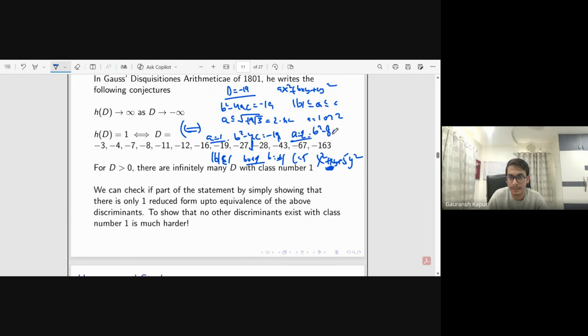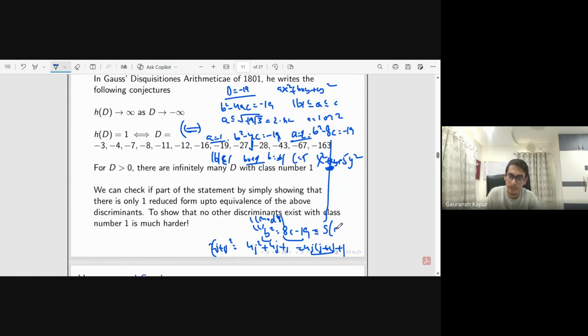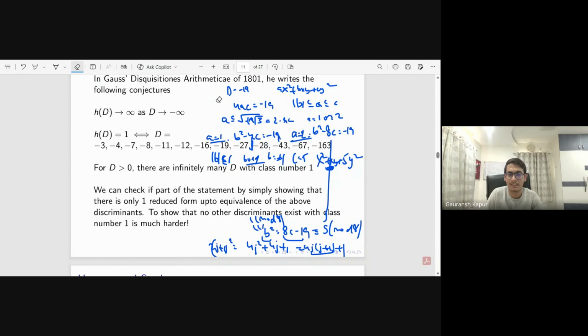then we get b square minus 8c equal to minus 19, or b square equal to 8c minus 19. But this is actually not possible because b is clearly odd from here. So if you take b to be 2j plus 1 and square it, you get 4j square plus 4j plus 1. This is 4j(j plus 1) plus 1, and j times j plus 1 is divisible by 2. So b square is 1 modulo 8, but the right hand side is 5 modulo 8. So they cannot be equal, and hence for minus 19 the class number is 1.